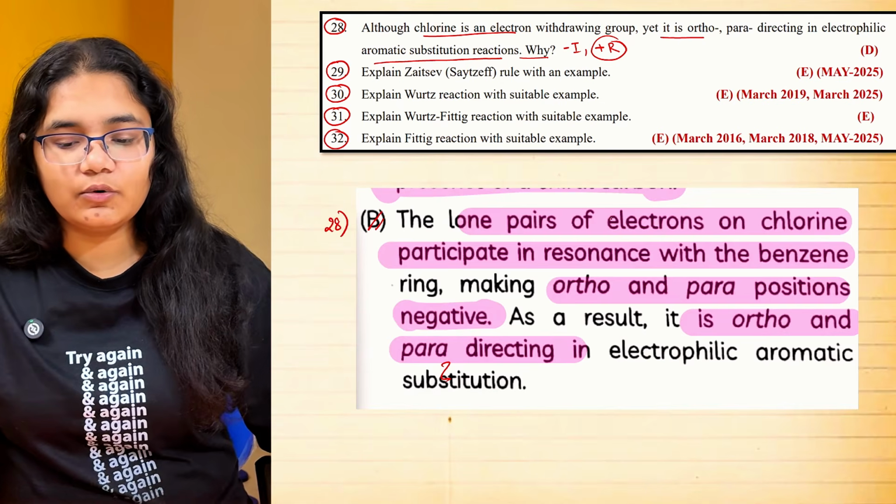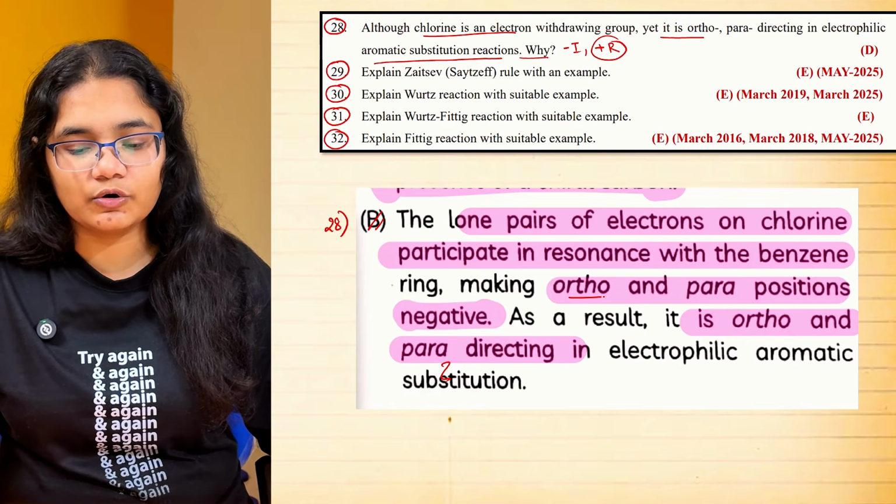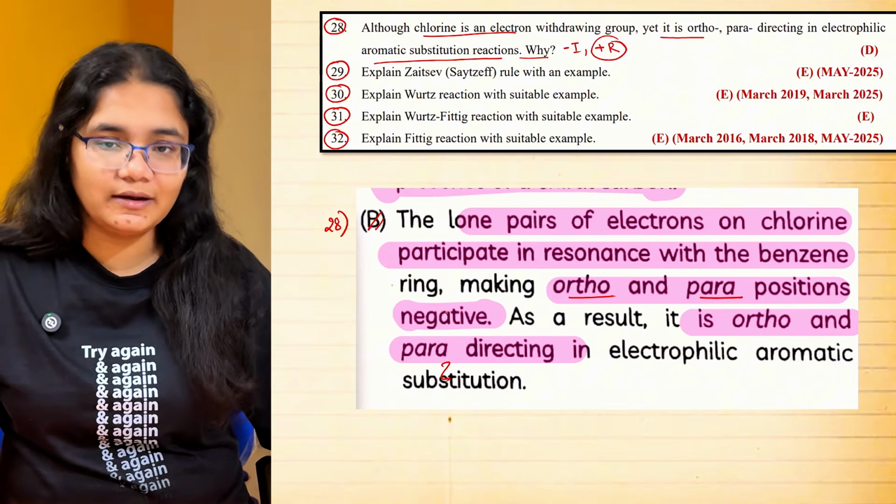28th question. The lone pairs of electrons on chlorine participate in the resonance with the benzene ring, making the ortho and the para positions negative. Okay, as a result, it is an ortho-para directing group.